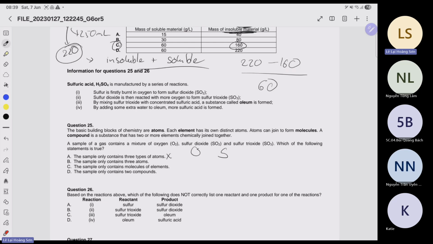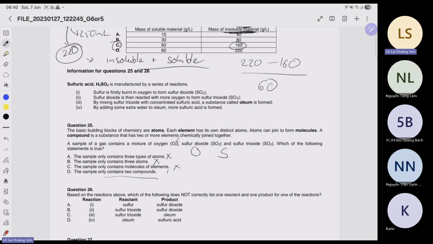The sample only contains three atoms? No, we have more than three atoms. An atom is one thing like this; for example, oxygen comes as two oxygen atoms. Obviously we have more than one atom, so it's not correct. Molecules of elements only? No, we have molecules of compounds as well, like sulfur trioxide and sulfur dioxide. They are compounds because they have two different elements in one substance.